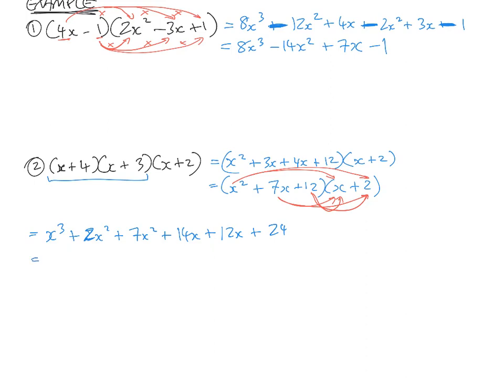Collect like terms. There's only one x cubed. We've got 2x squared and 7x squared, so that's 9x squared. 14x plus 12x, that's going to be 26x, plus 24.